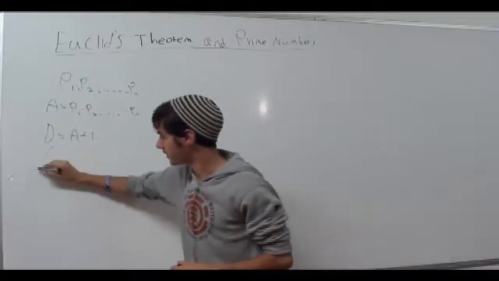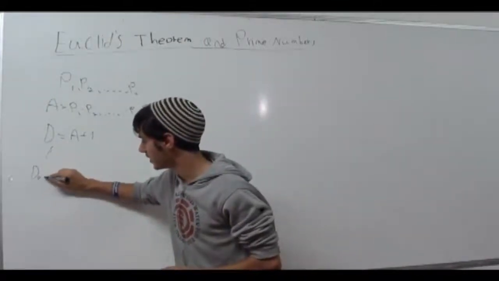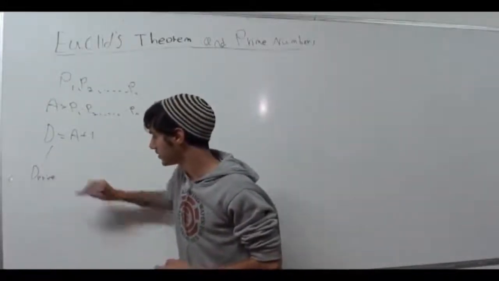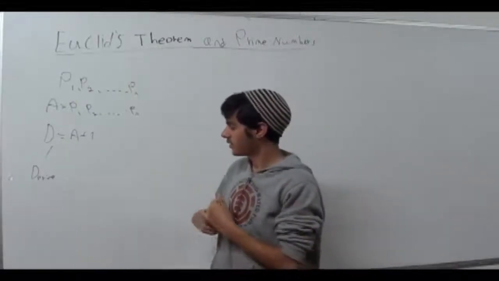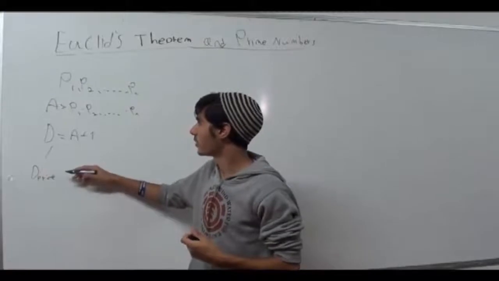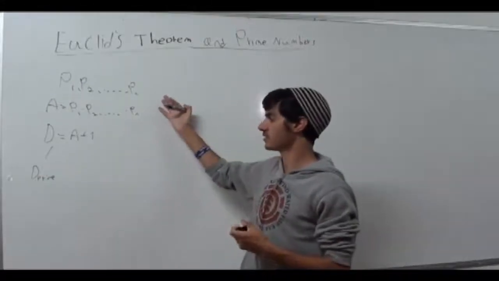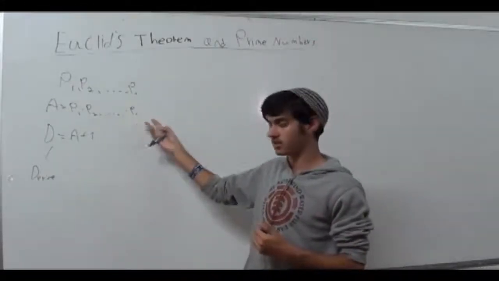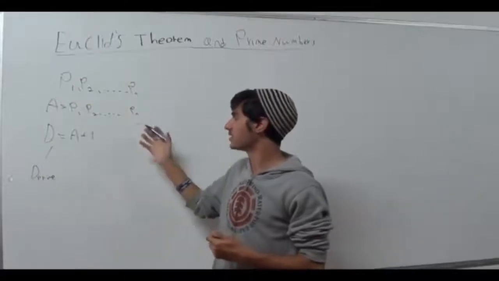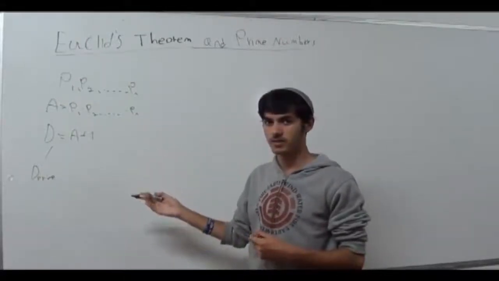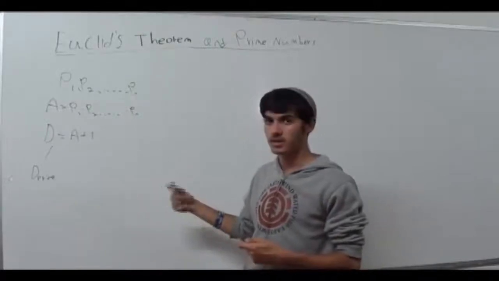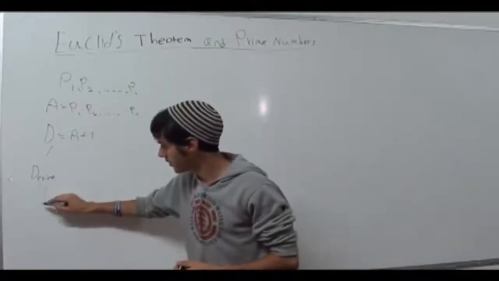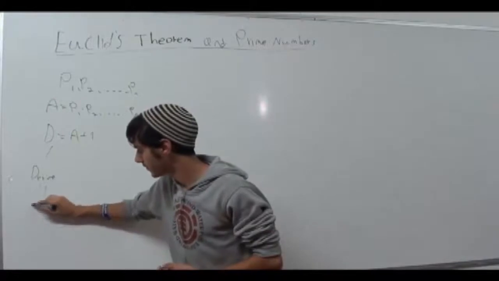If D is prime, which means it has no divisor except for itself and 1, that means that there is a prime number that does not exist in the list, since it's not part of this product, and since this list is fully theoretical and has no actual numbers put in, that means we can do this with any list of numbers and prove that there are an infinite number of primes.